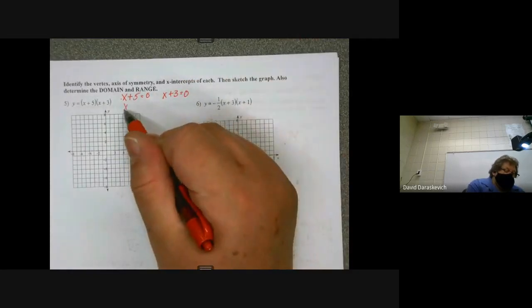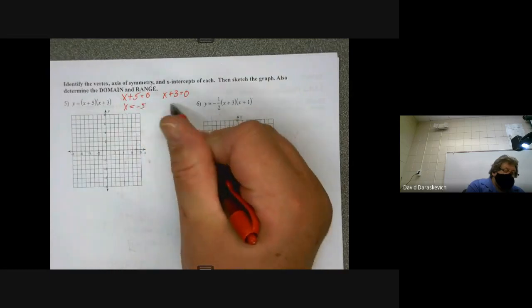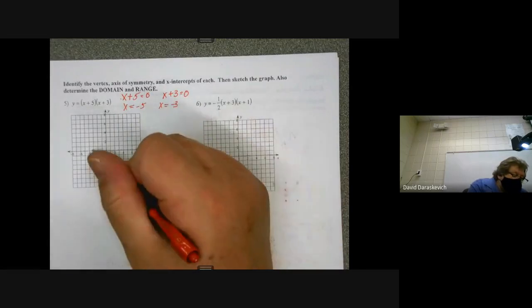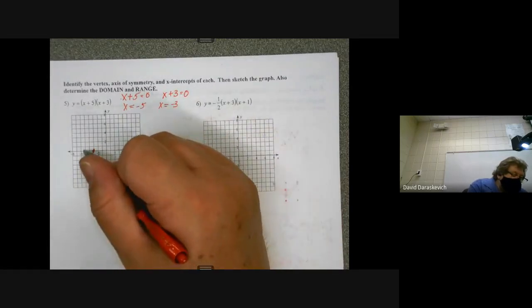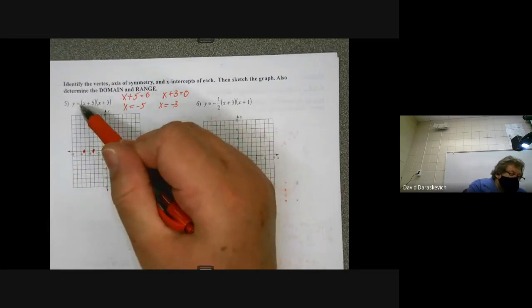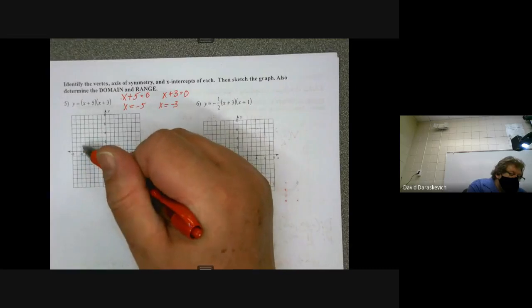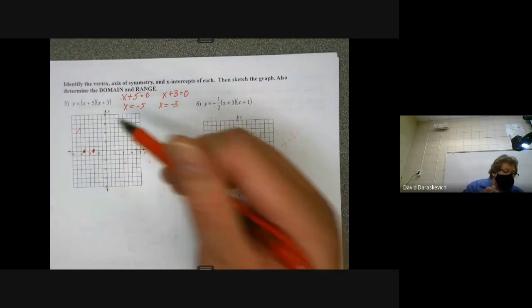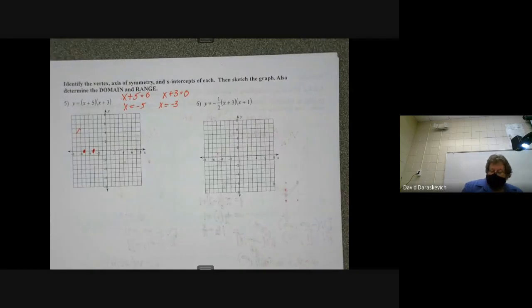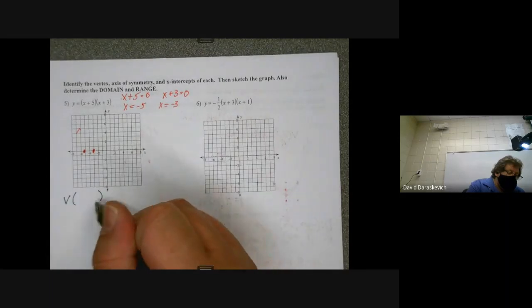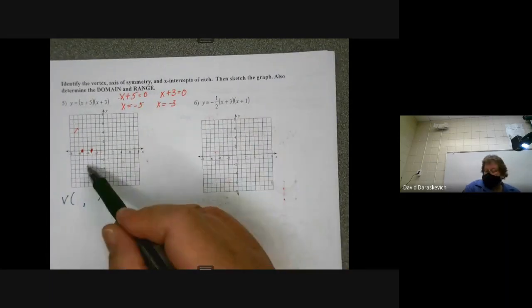So x is going to equal -5, and x is going to equal -3. That's where they cross my x-axis, -3, -5. I know it opens up because my a is 1, it's positive, so it's going to go this way. Okay, vertex. Now let's do the vertex. Now this is the hard part.